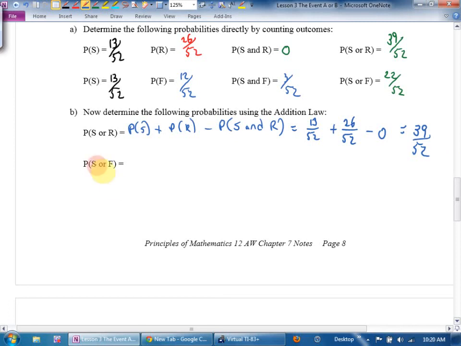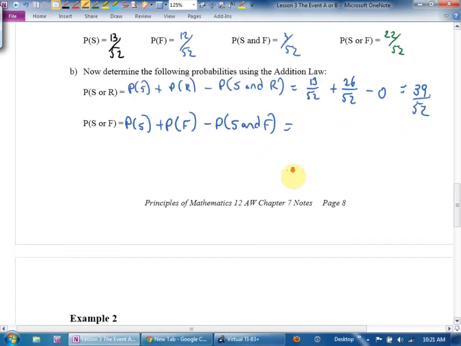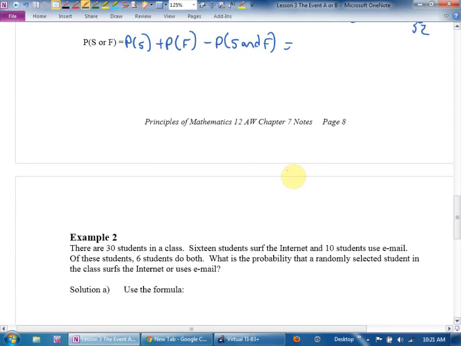S or F is going to be the probability of S plus the probability of F minus the overlap. So here's how I would do this question if I didn't have these numbers in front of me. I would say to myself, self, how many spades are there in the deck? 13 out of 52, plus how many face cards are there in the deck? 12 out of 52, minus how many face cards are also spades? 3? Jack, queen, king of spades. And this is where you also get your answer of 22 out of 52.